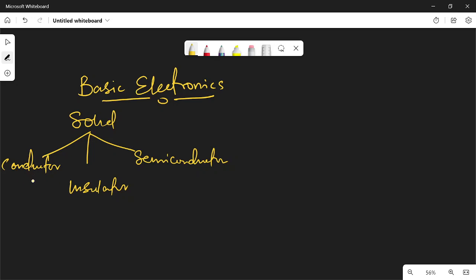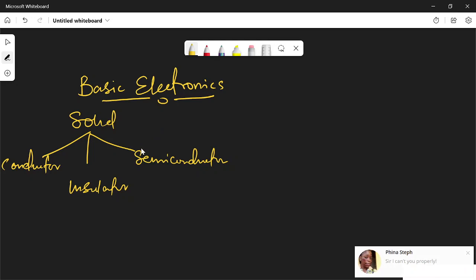Now, how do we know conductor? How do we know insulator? How do we know semiconductors? Now, for every solid, there is what we call band theory of semiconductors or atomic theory. Are you getting this now?